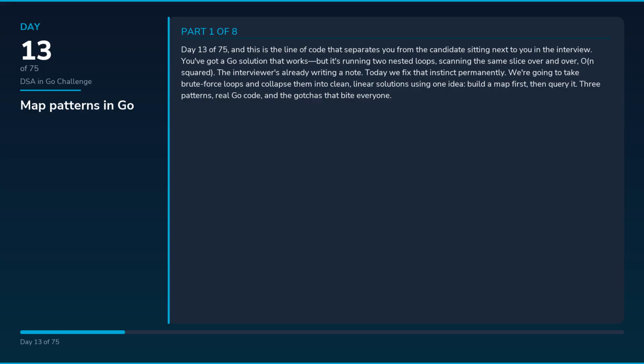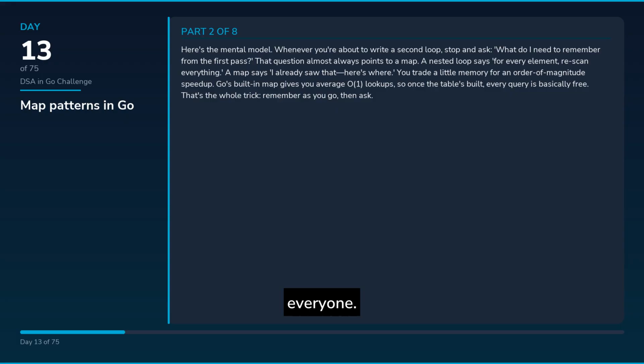We're going to take brute force loops and collapse them into clean, linear solutions using one idea. Build a map first, then query it. 3 patterns, real Go code, and the gotchas that bite everyone. Here's the mental model. Whenever you're about to write a second loop, stop and ask, what do I need to remember from the first pass?